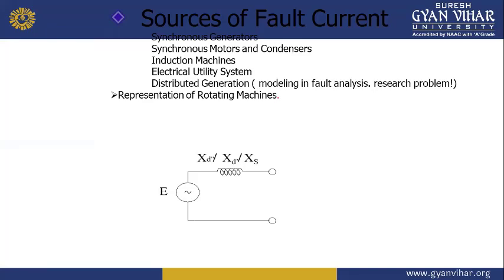The Xd double dash is the reactance at the subtransient interval, Xd dash is the reactance at the transient interval, and Xs is the steady state reactance. So the values of these subtransient, transient, and steady state reactances also vary with respect to time. And as these values are changing, your fault level is also different at each interval. The fault current is different at each interval, as the magnetic field in the machine decays.